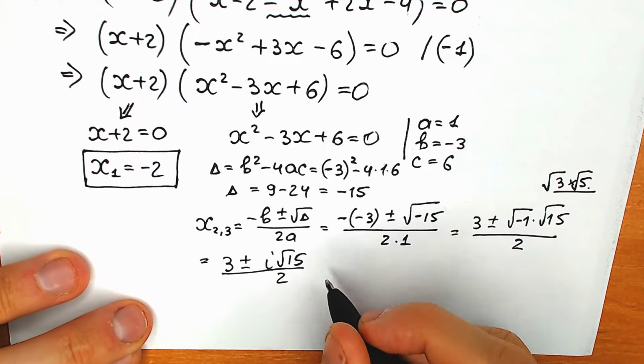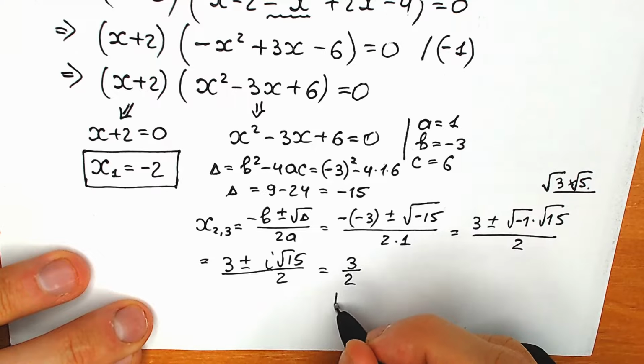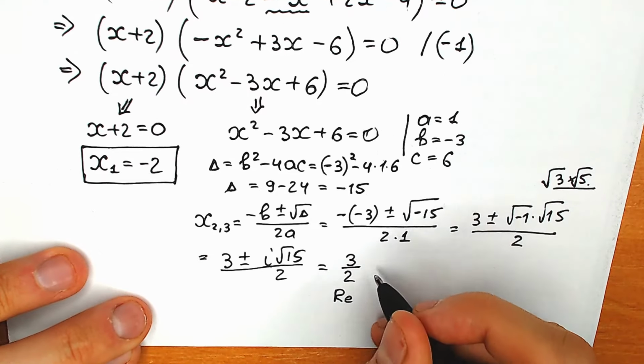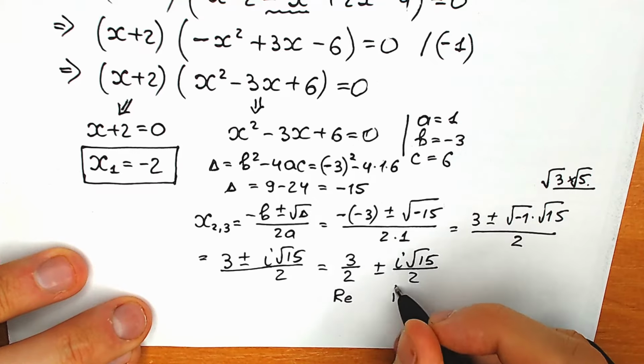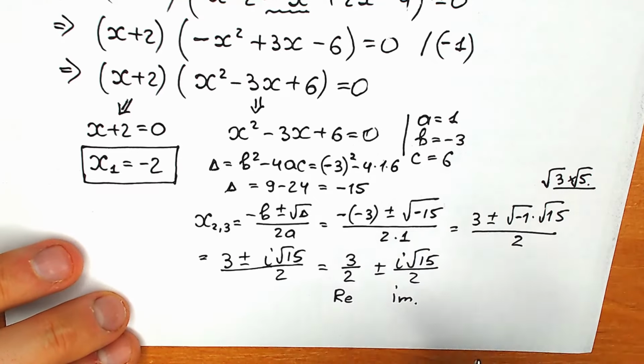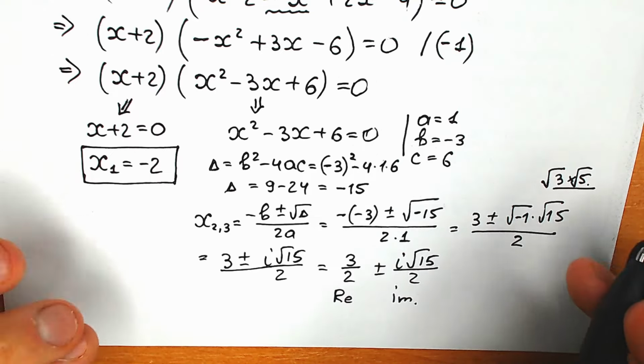Let's divide this numerator by 2. So we have 3 halves, so we can easily split it like real part. So right here we have real part, and we can easily write plus minus i square root of 15 over 2. We have the same but imaginary part. This is up to you how you teach this thing in school. This is also up to you and up to your teacher.